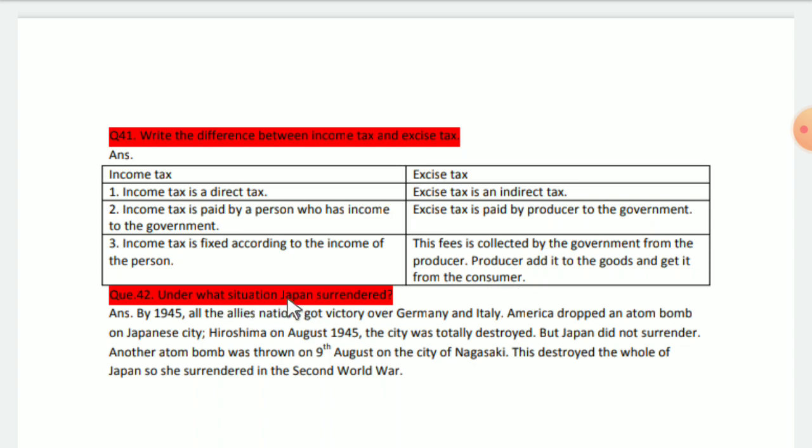Under what situation did Japan surrender? By 1945, all the Allied nations got victory over Germany and Italy. America dropped an atom bomb on the Japanese city Hiroshima in August 1945. The city was totally destroyed, but Japan did not surrender. Another atom bomb was thrown on 9th August on the city of Nagasaki. This destroyed the whole of Japan, so she surrendered in the Second World War.